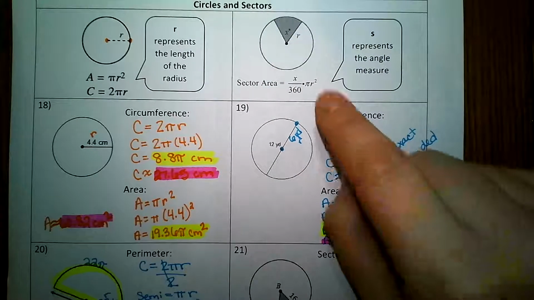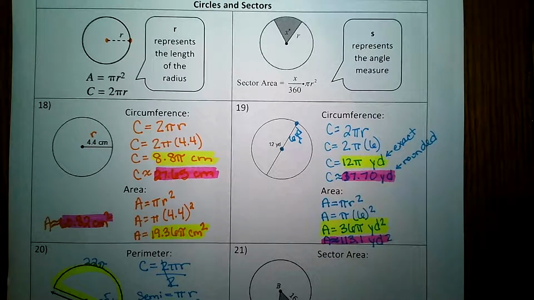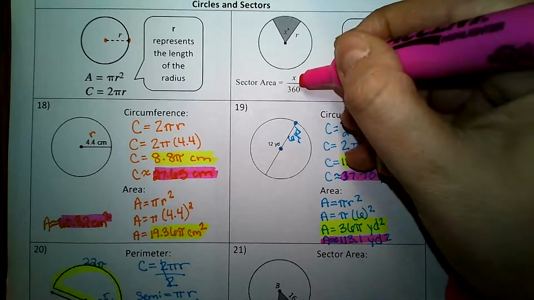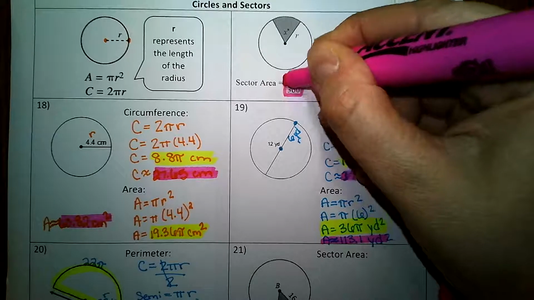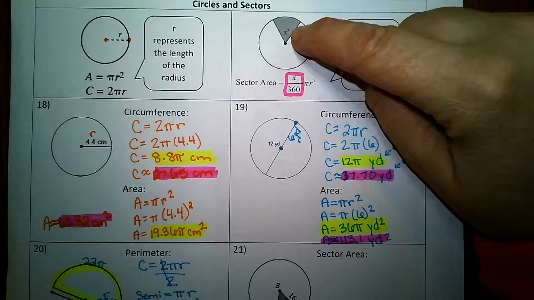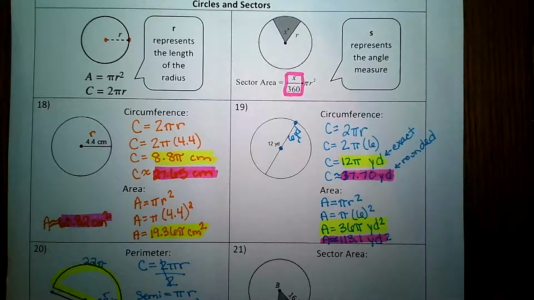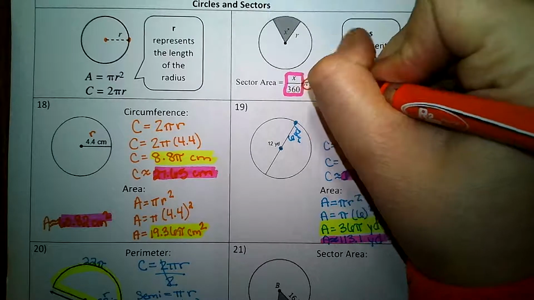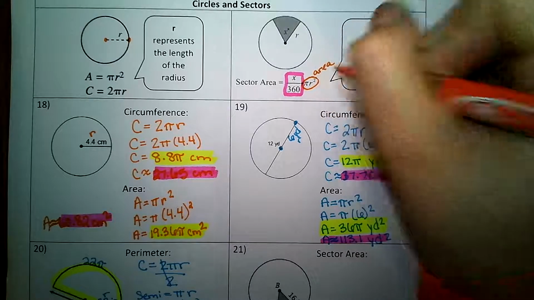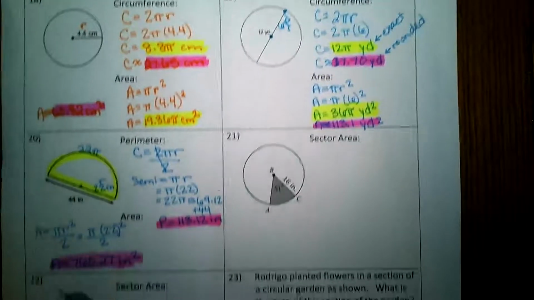And to do that, we're going to take our area formula, which is pi r squared, and multiply it by this little ratio of the whole circle. So here, x is our angle measurement inside the circle out of a full 360 degrees. And then the second part is we're multiplying this by our area formula for the circle. Okay, so x over 360 times the area formula. Let's see this example in number 21.